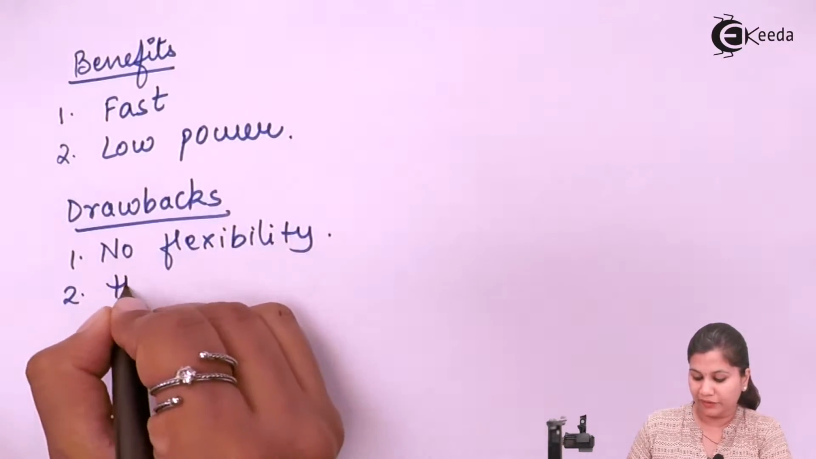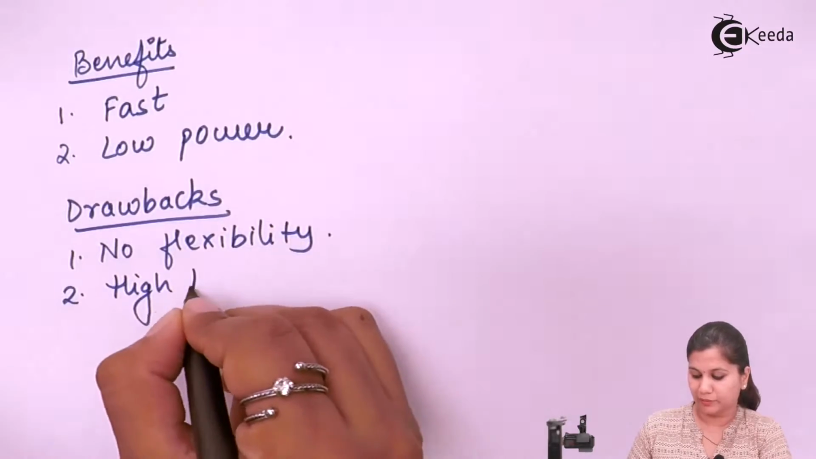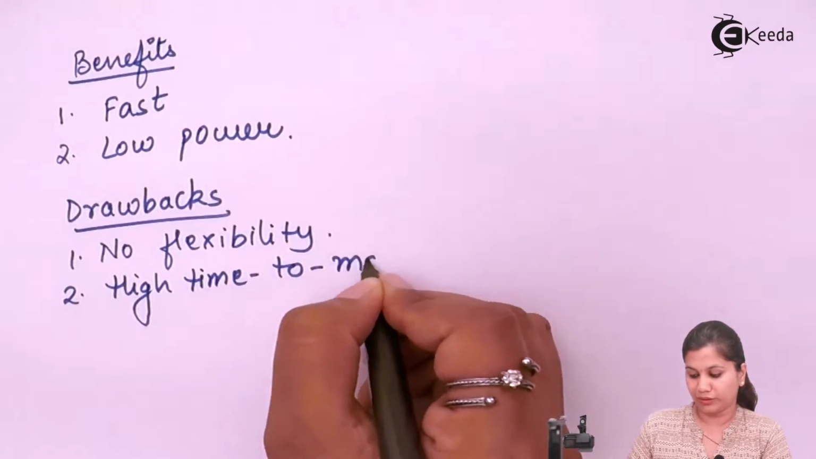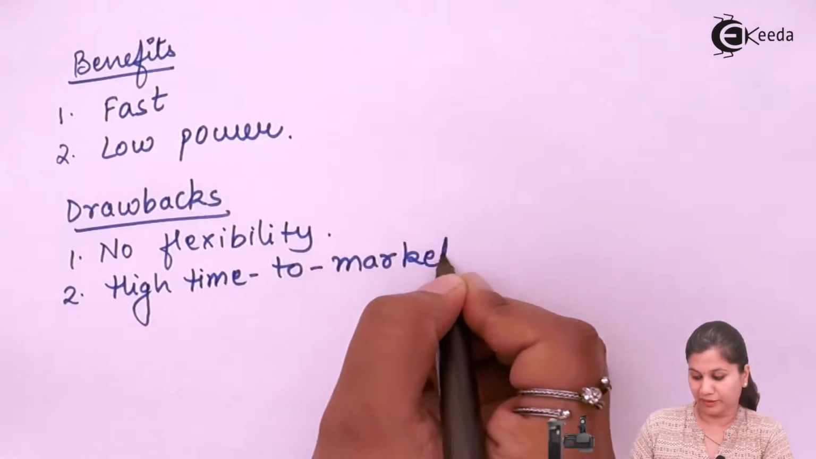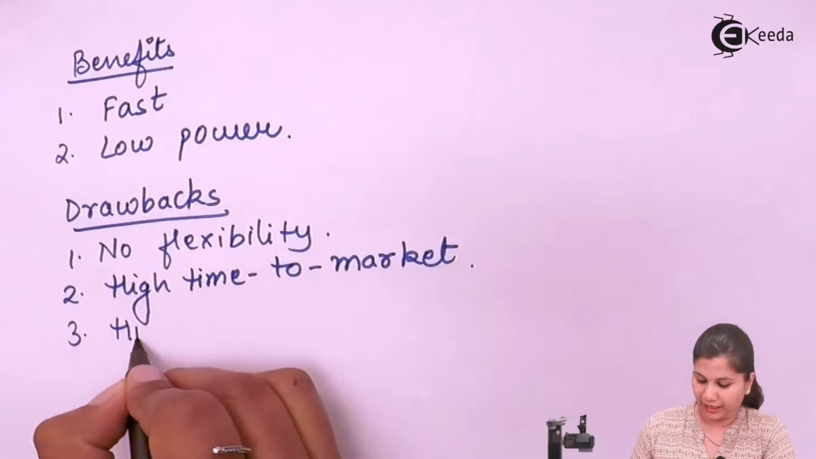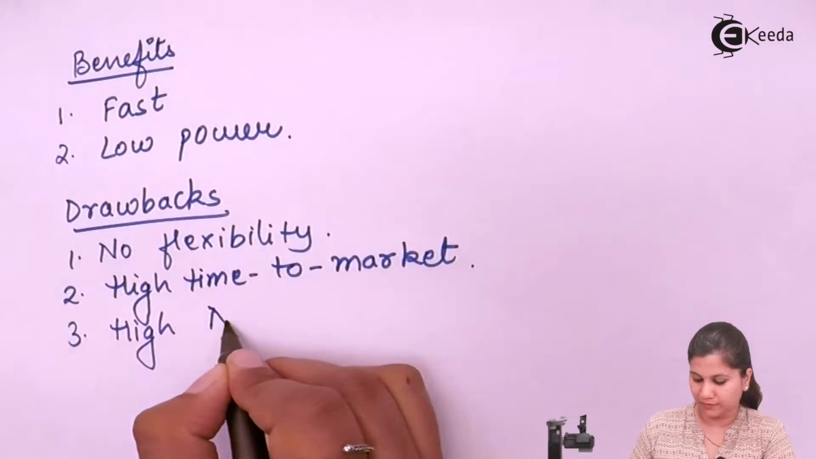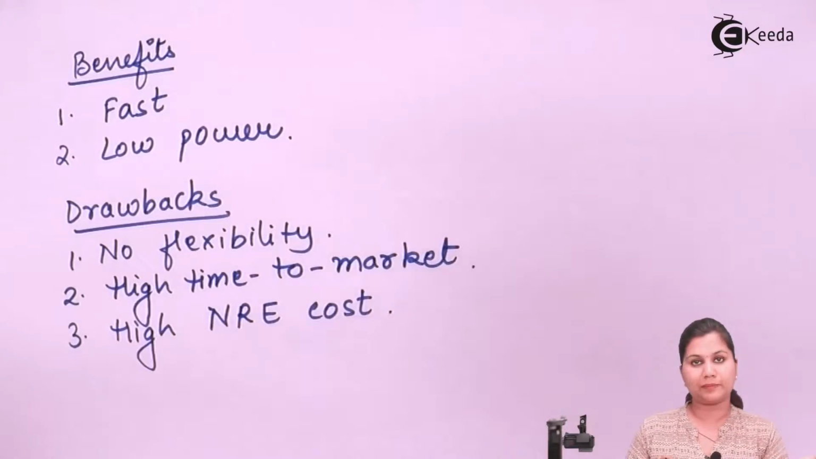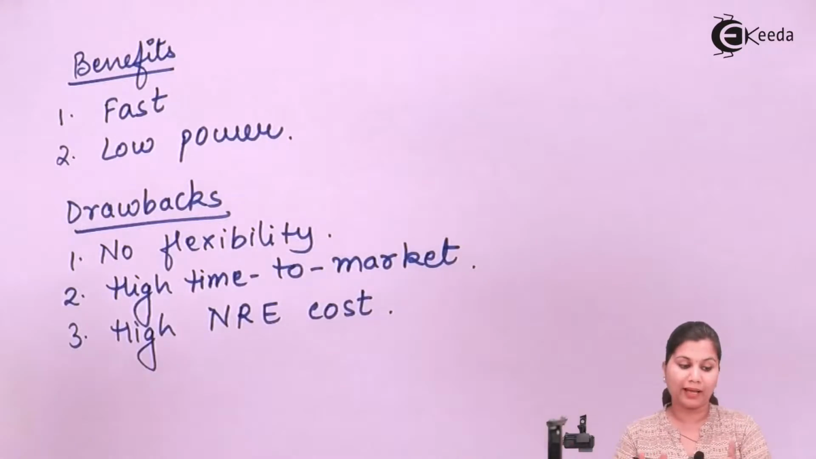Also they require very high time to market, because they are to be used for that application, so their testing and manufacturing will require time. Also they will have high NRE cost. So the benefits of the general purpose processor become the drawbacks of the single purpose processor.